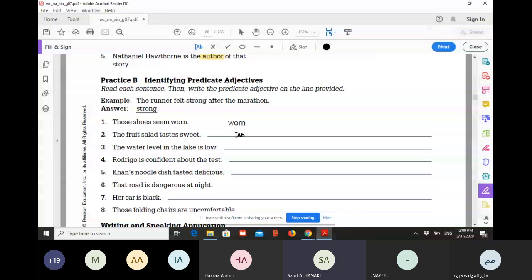The fruit salad tastes sweet. Excellent. Abdul Majid Kalantan, yeah? The water level in the lake is so low. Very good. Low.